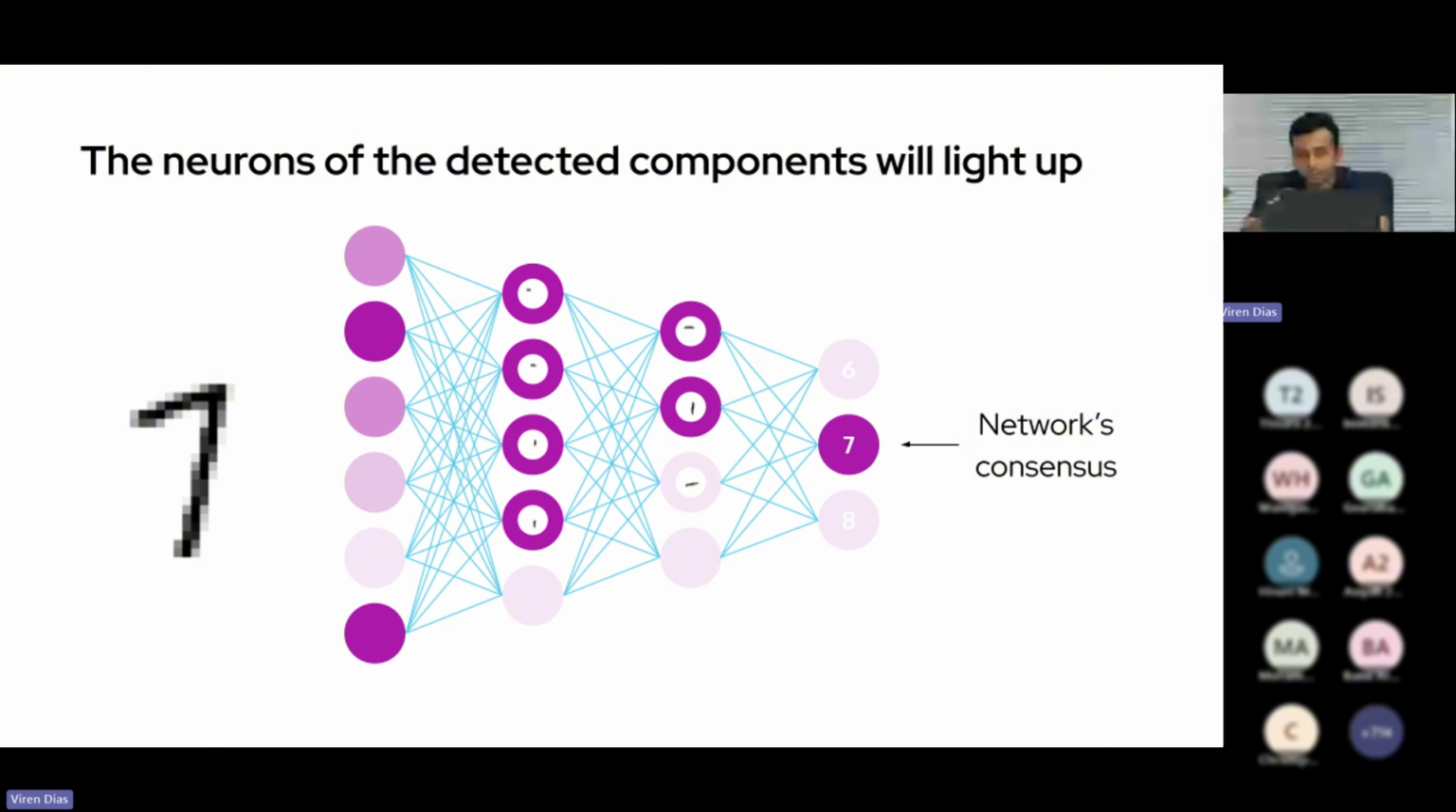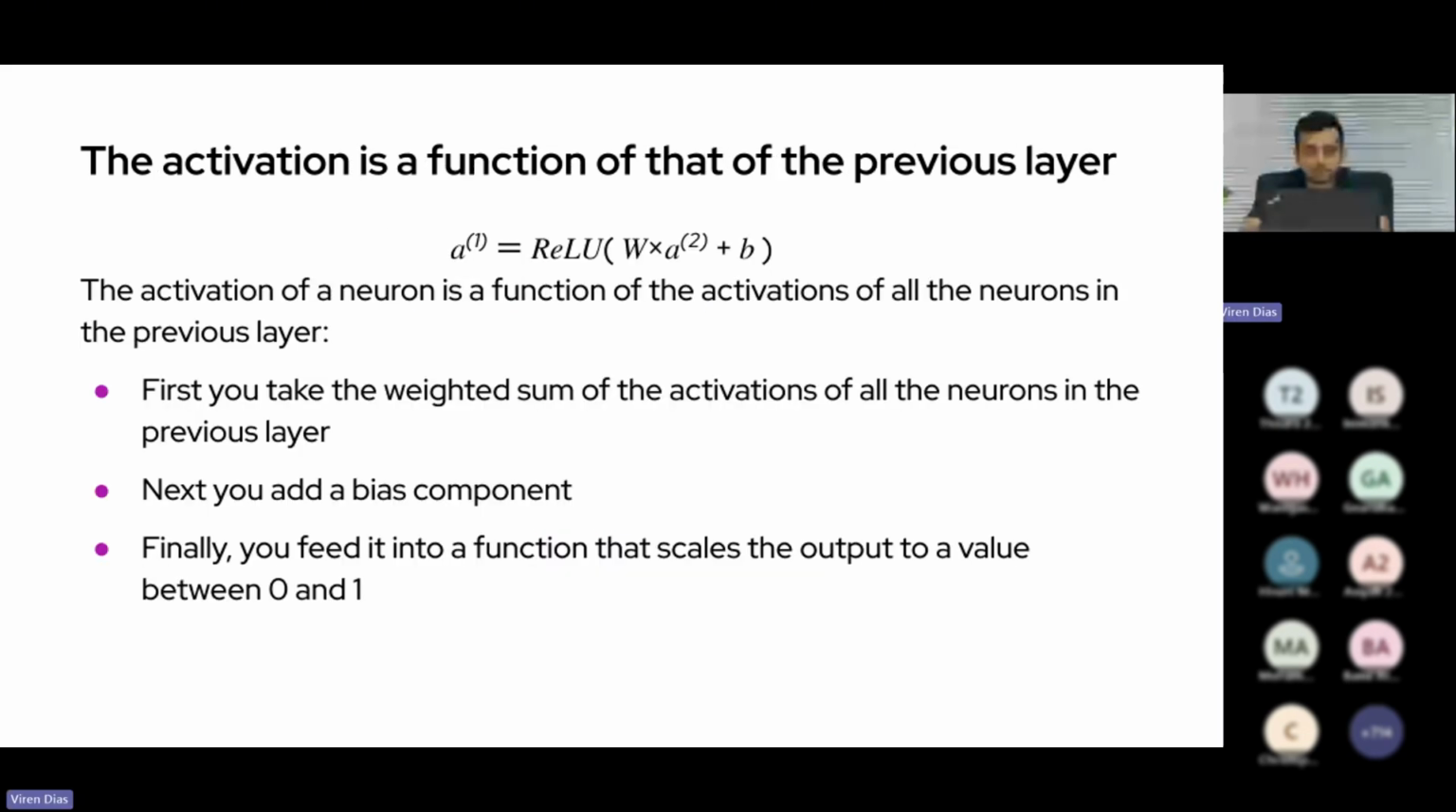But how does the network ensure that the correct neurons are lit up? I previously asked you to think of a neuron as just something that holds a number between 0 and 1, its activation. But I'm now going to expand on that and say that aside from the input layer, the activation of a neuron is a function of the activations of all the neurons in the previous layer. More specifically, a weighted sum and a bias component, as you can see with the equation written at the top there.